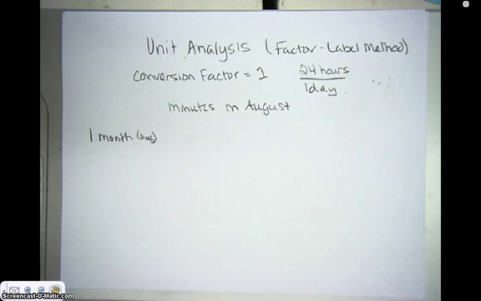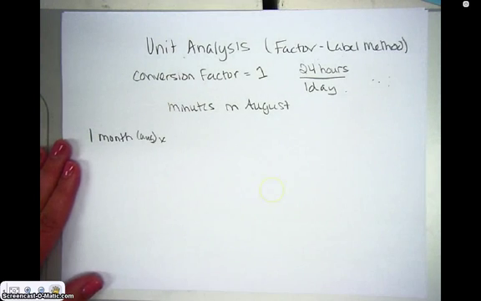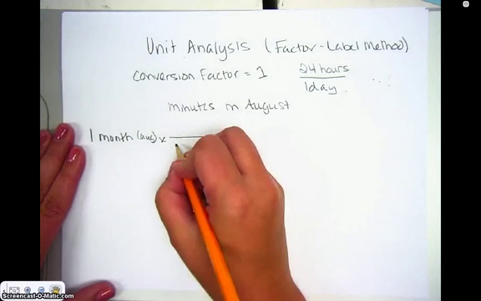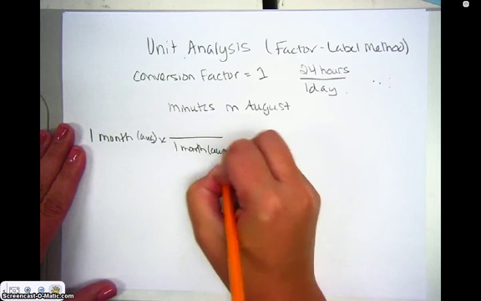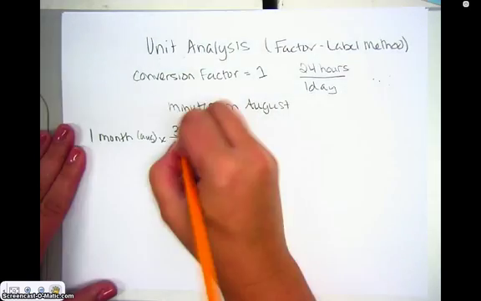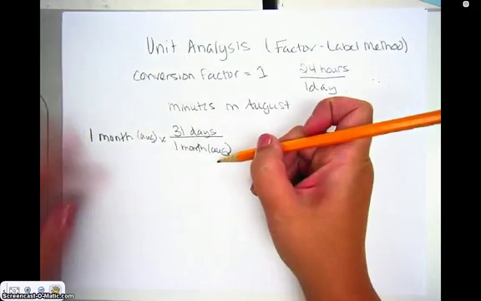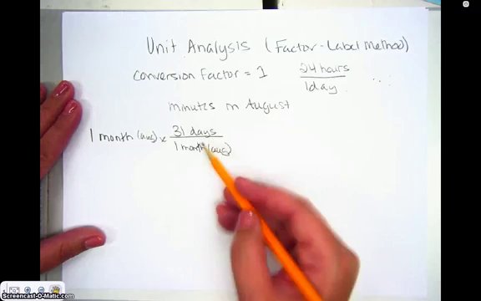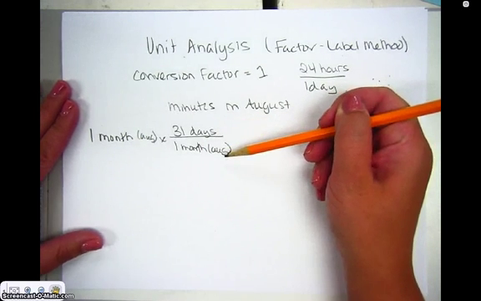The first conversion would be to go from months to days. So we are going to multiply by a conversion factor that's equal to 1. In this case, the 1 month of August is equal to 31 days. Now notice I put the 1 month on the bottom, because if I divide this by this, my units cancel out. What I want to stay, I write on top. What I'm trying to get rid of, I put on the bottom.